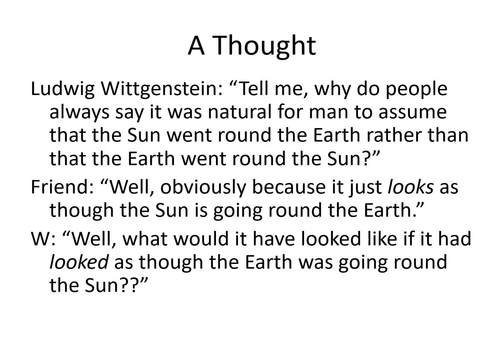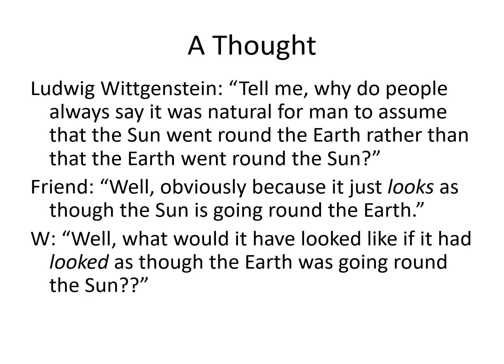Now, before we move on to understand how we place these separate observations in the context of models of the solar system, let us consider a quote by 20th century philosopher Ludwig Wittgenstein. He says, "Tell me, why do people always say it was natural for man to assume that the sun went round the earth rather than the earth went round the sun?" He told this to a friend. His friend replied, "Well, obviously, because it just looks as though the sun is going round the earth."